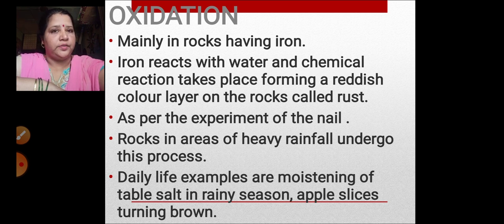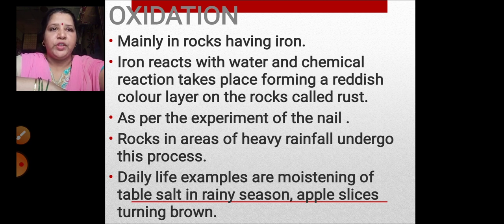called rust. Okay, as you all saw in the experiment, it was the nails over there, but here we are talking about the rocks. The same way as the nails are undergoing oxidation, the rocks are also undergoing oxidation. Okay, so everyone has understood what is oxidation.